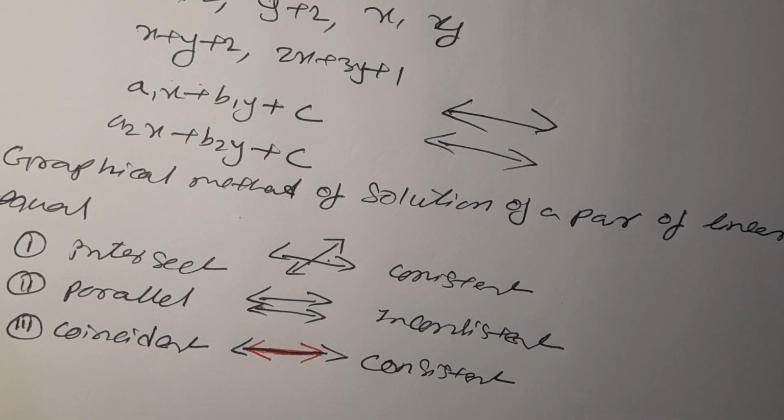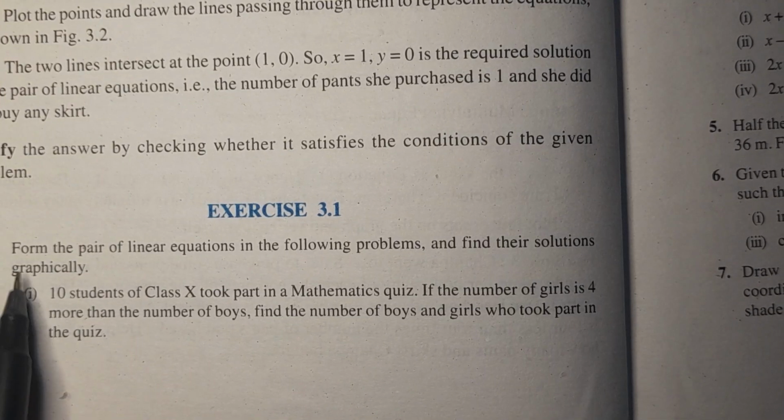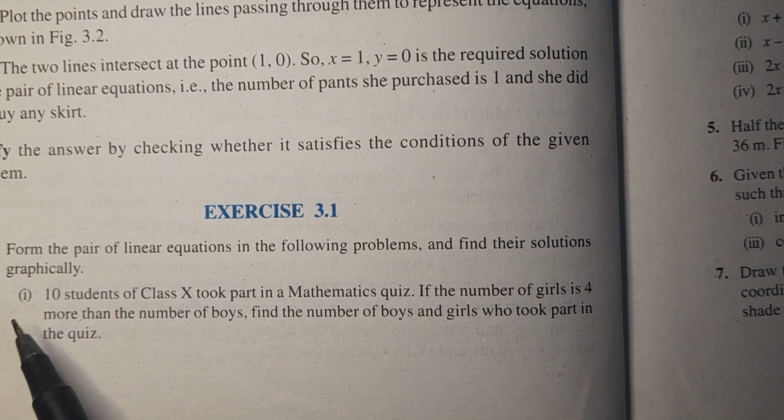Now come to the first question of the exercise. Here there will be two kinds of questions. Maybe the equations are given in statement form, then we have to first write the equations, and only then solve. So this is exercise 3.1, question number 1. Read the question: form the pair of linear equations in the following problem and find their solution graphically.